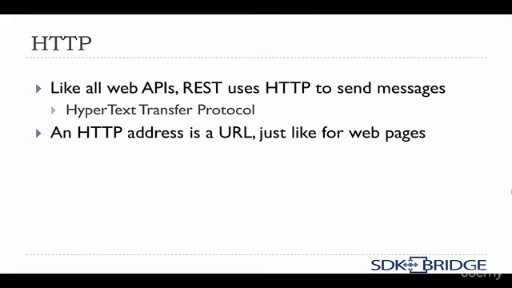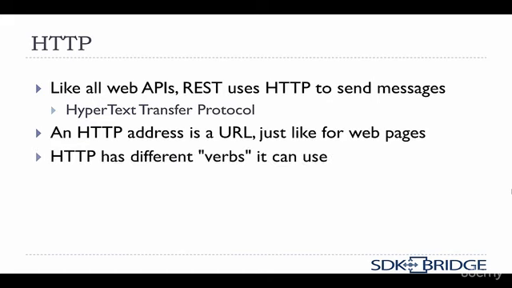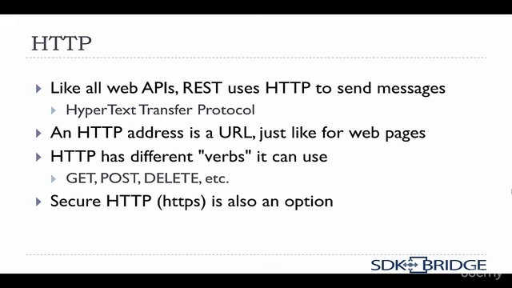RESTful APIs send data to a Uniform Resource Locator, or URL, which is exactly the same thing as when you go to an address in a web browser. Also, HTTP has certain verbs that it can use, like get, post, and delete. I'll talk more about this in a later lecture. Finally, just like websites, APIs can use a secure version of HTTP called HTTPS.